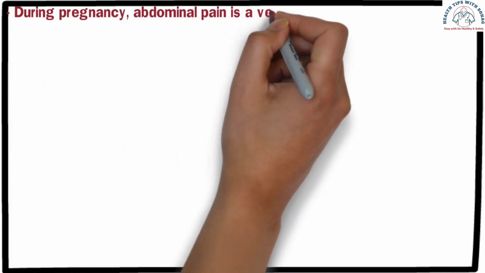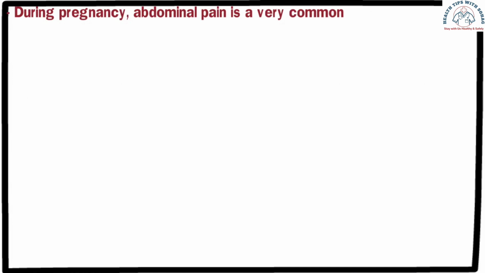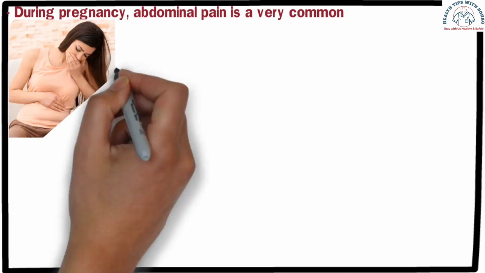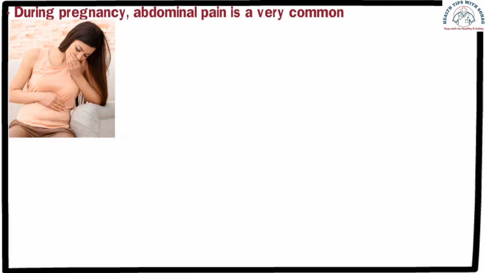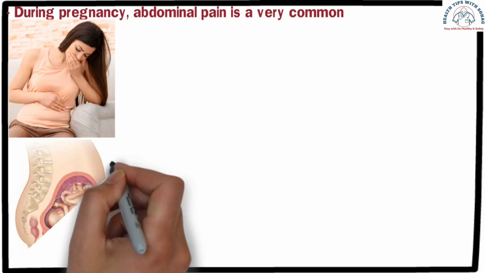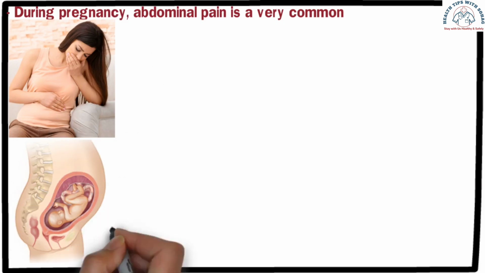During pregnancy, abdominal pain is a very common problem. When a woman conceives, various hormonal changes occur in her body. Additionally, as the age of conception increases, the fetus also starts growing. From the beginning to the end of pregnancy, pregnant mothers often experience abdominal pain at different times. Abdominal pain can also occur due to the change in the size of the uterus.